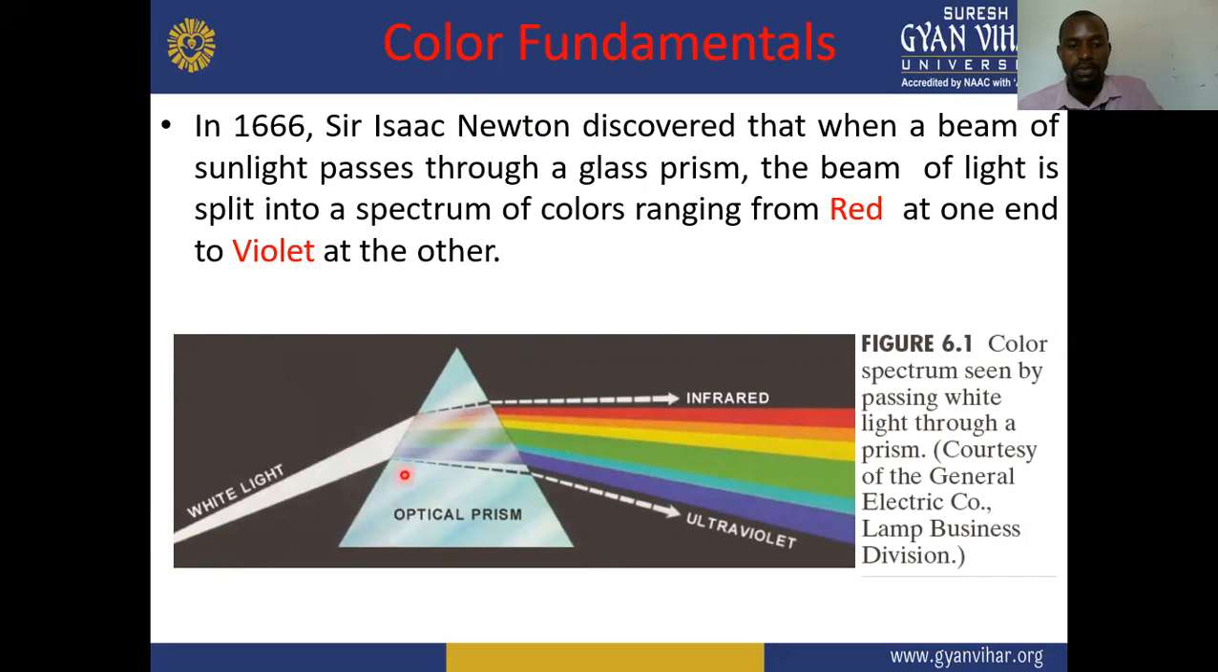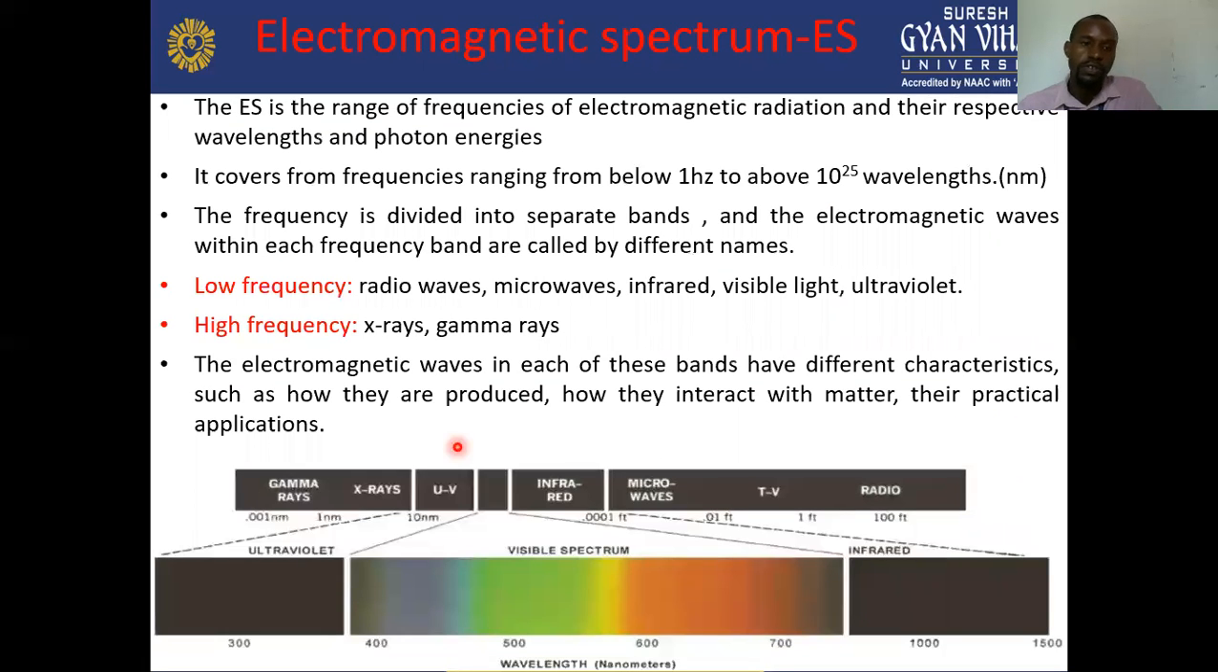Similarly, we have the founder, how this came into existence, and it started from Isaac Newton when he passed white light through an optical prism, and the white light was dispersed into different colors. This was due to the different wavelength of the colors as they pass through the prism. So we talked of the electromagnetic spectrum, where we have low frequency as well as the high.